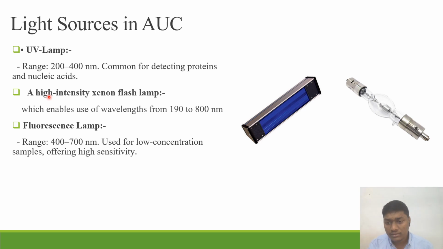The second light source which we will use is the high intensity xenon flash lamp. This is a schematic diagram of the xenon flash lamp, which enables use of wavelengths from 190 to 800 nanometers. And the third light source which we use is a fluorescent lamp. You can even say it is like normal household lamps which use fluorescence. The range of this lamp is 400 to 700 nanometers. It is used for low concentration samples, offering high sensitivity.